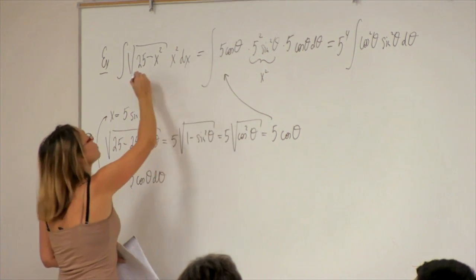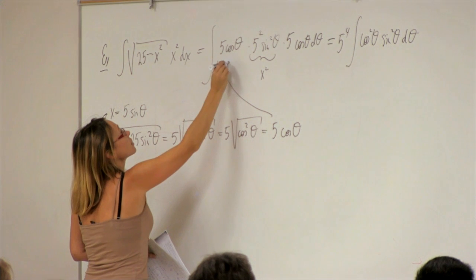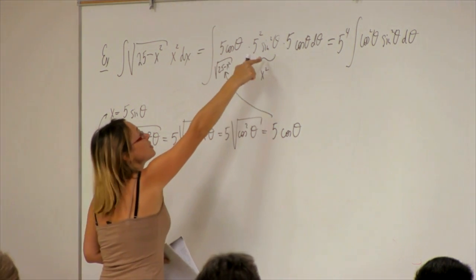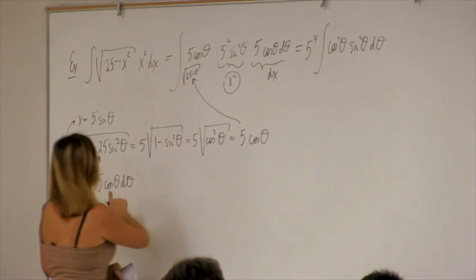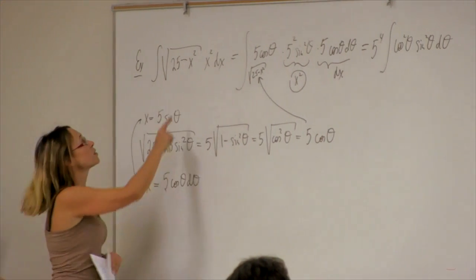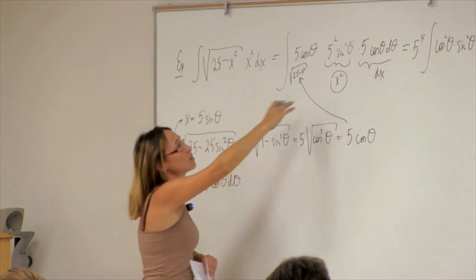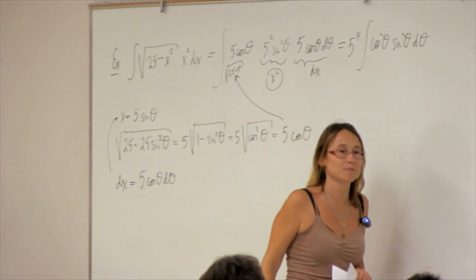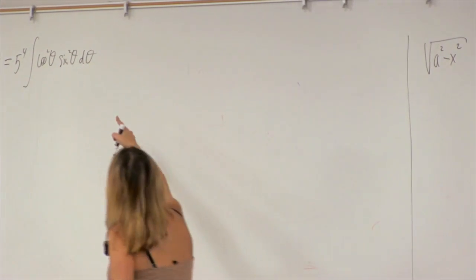So this one comes from the square root. So this is really square root of 25 minus x squared, right? This guy is x squared, and this is dx. All right. So these are the 3 components: the square root, x squared, and dx. And each of them brings some trigonometric functions. Okay. So can we take this integral?